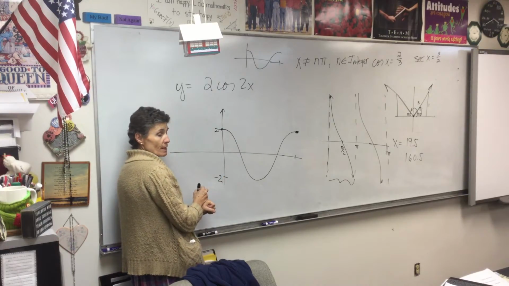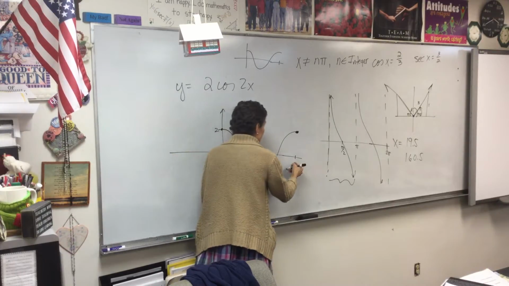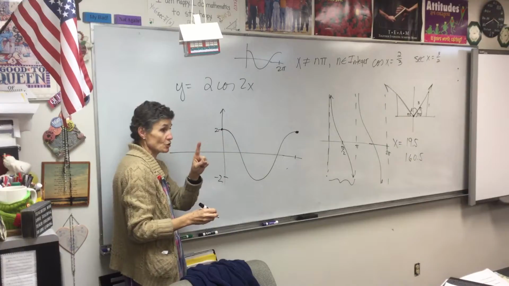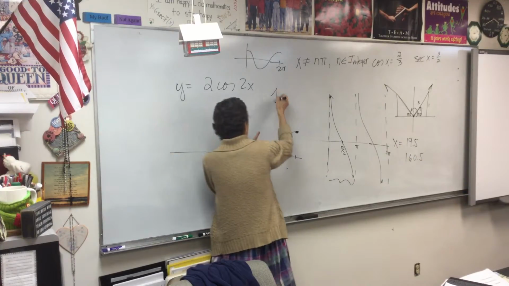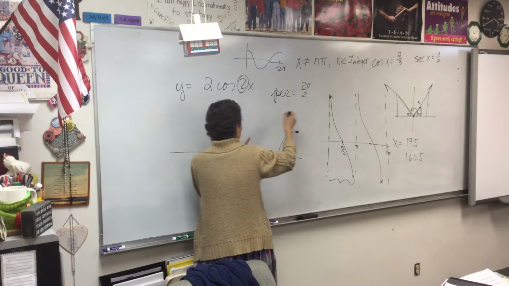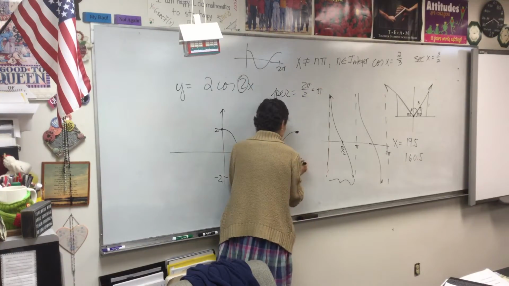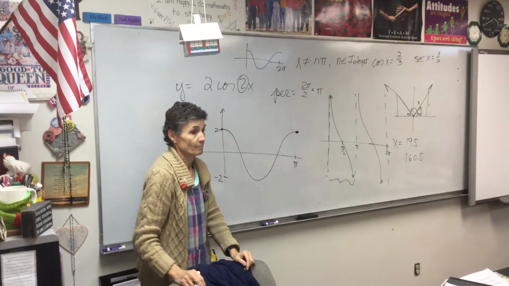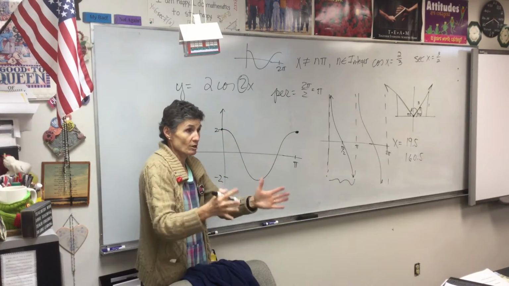right? And its period, which normally is 2 pi, has been changed. What have I done to the period? Divided it by 2, so this is pi. So the period is pi. It got scrunched.